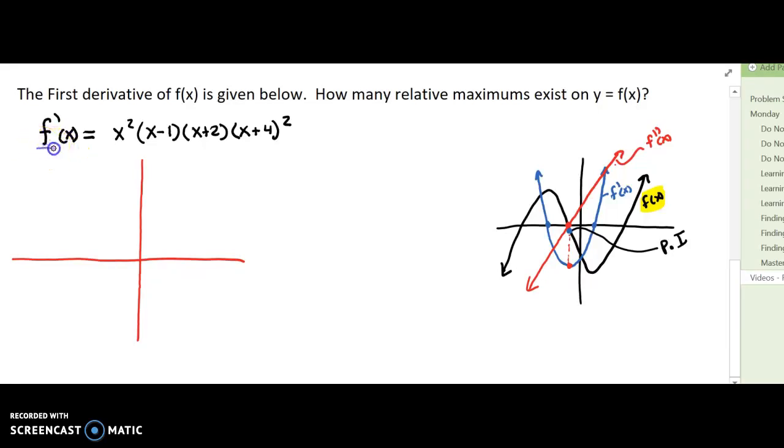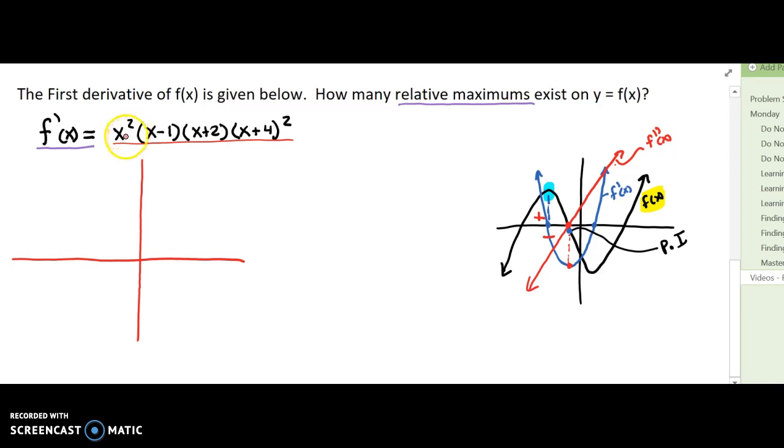So you've been given a derivative, and you've been asked about relative maximums. And so again, I've got my handy sketch where I see on the original function, I have a maximum when the derivative changes from positive to negative. So if I could only graph this, I'd be well on my way.